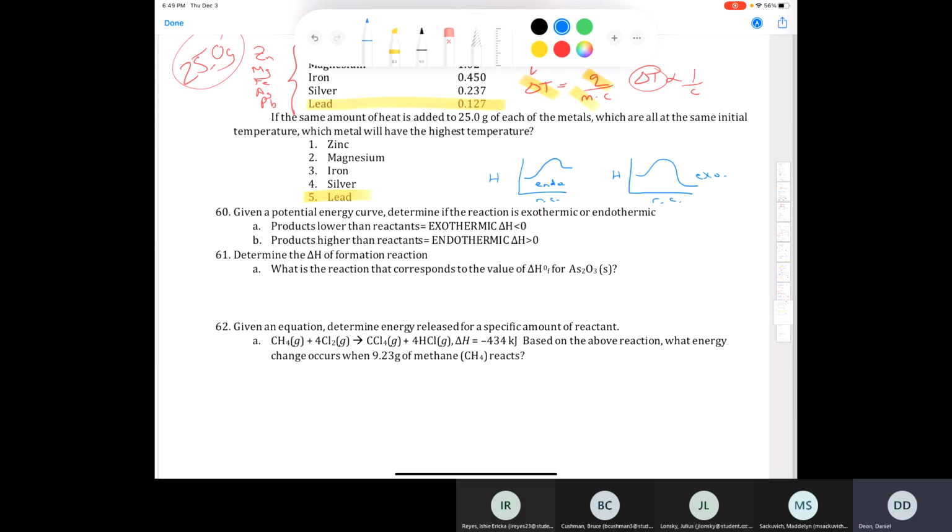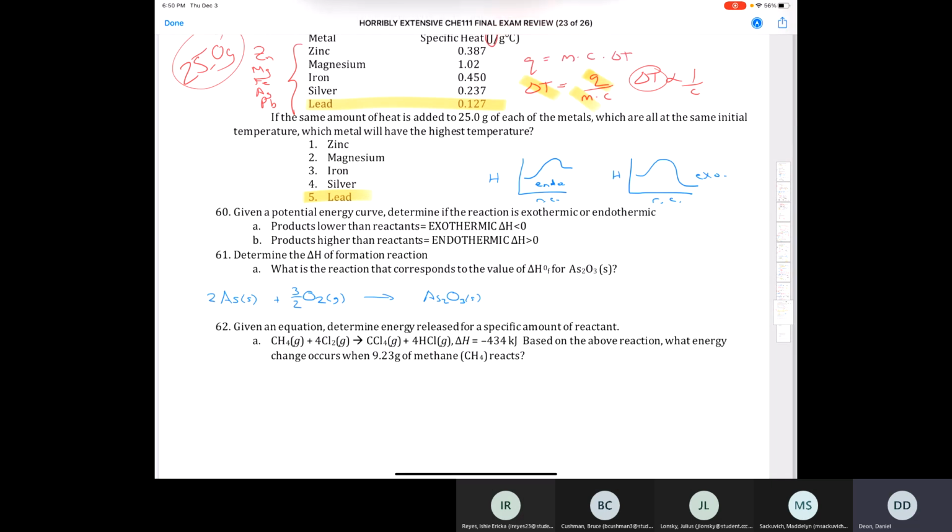Determine delta H for a reaction. So you should know what reaction corresponds to the delta H of formation of arsenic oxide. Well, remember that delta H of formation is 1 mole of a compound made from its elements in their standard state. So the standard state of arsenic is solid. The standard state of oxygen is O2 gas. And that's going to give us arsenic oxide solid. Then we just have to balance it out. So you'd need 3/2 here, and you need a 2 here. So that would be the reaction for the delta H of formation of arsenic oxide.